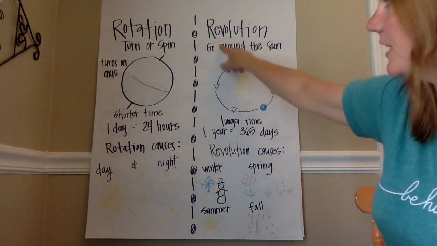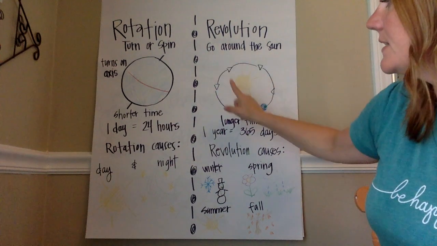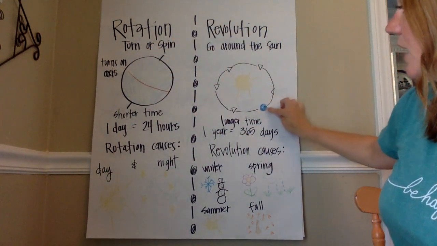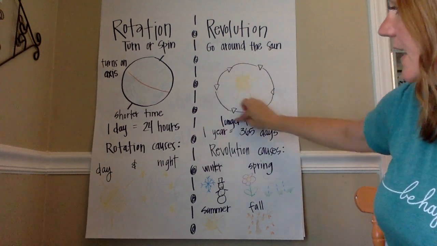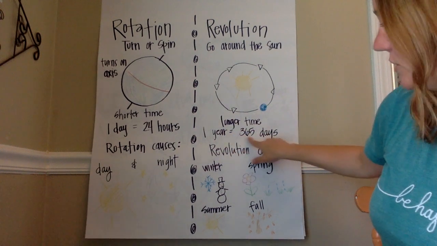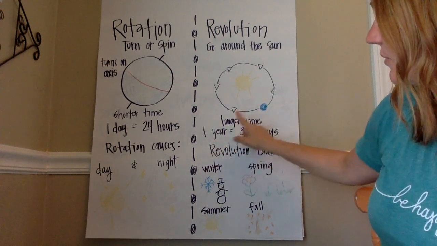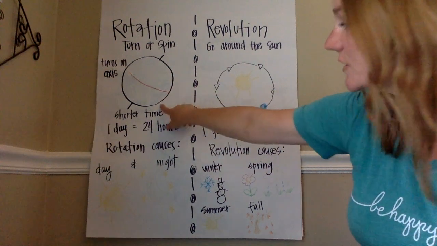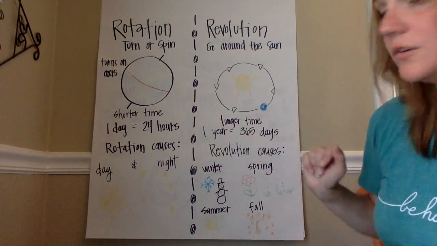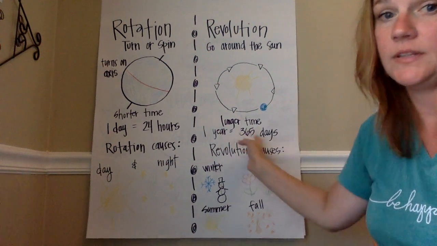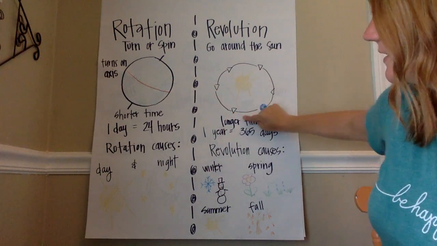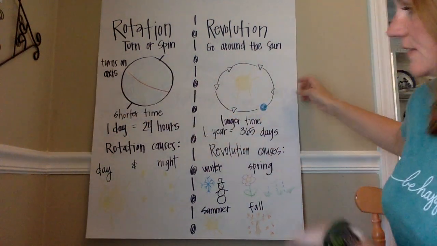And then we have our revolution, and this is the Earth rotating and going around the sun at the same time. And its revolution takes 1 year, which is 365 days. And the revolution, while it's rotating, causes winter, spring, summer, and fall. So now we're going to talk about what happens as the Earth is moving around the sun on its axis.